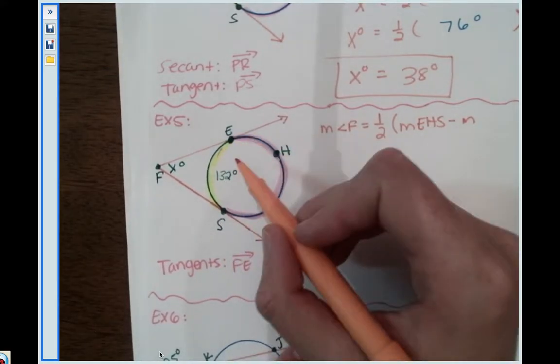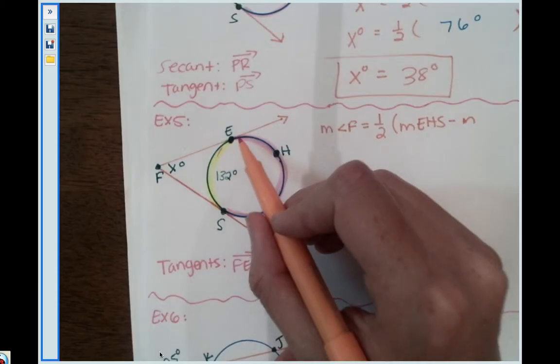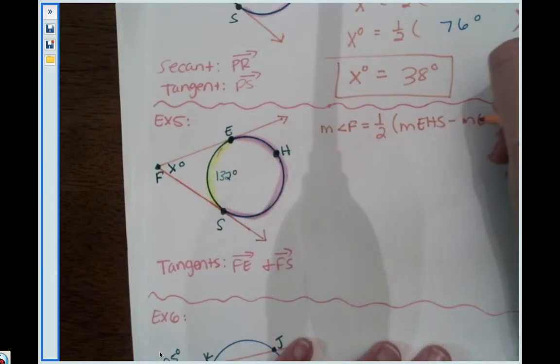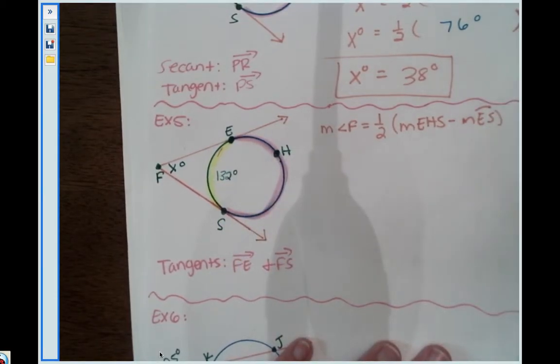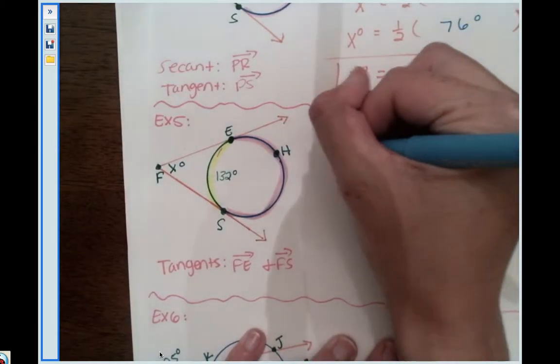All right, so my inner intercepted arc, which is arc ES. All right, let's set it up, and then once we solve it, we'll be done, which is kind of sad. I don't want it to be done. Don't end.